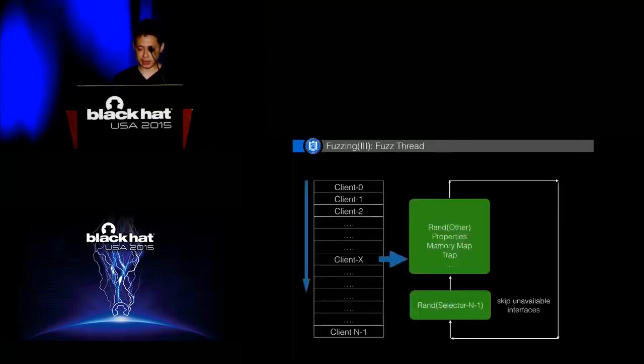Now we can do the real fuzz. In the research, we discovered that a lot of interfaces depend on the invoking sequence. So we call the selectors in a random sequence to avoid dependence. And what's more, some other interfaces, such as properties, memory map, and trap, we also add into the fuzz randomly.